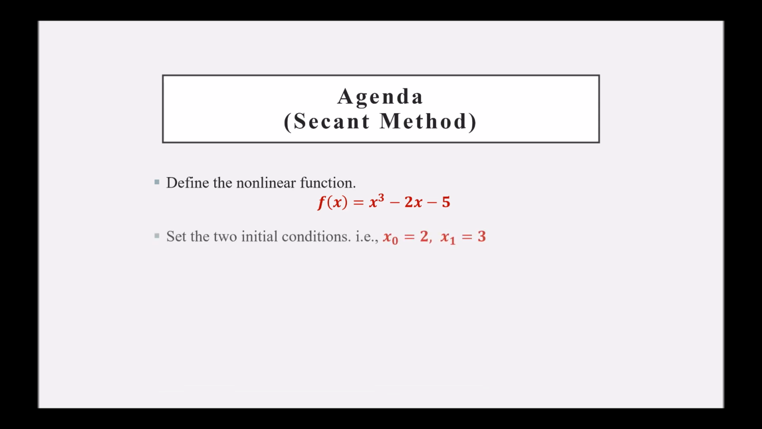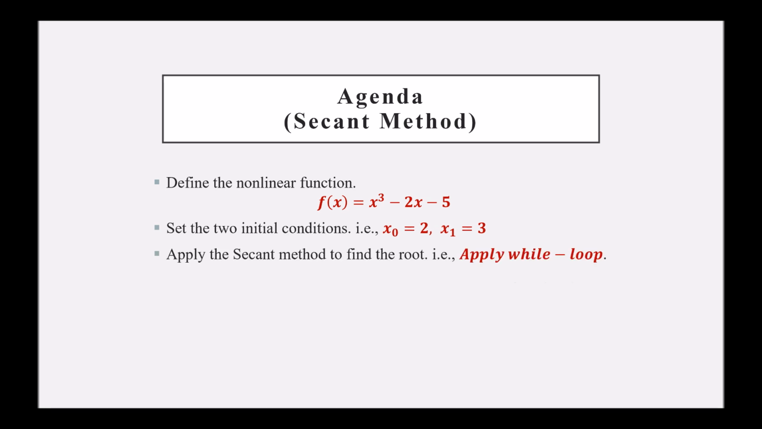So let's get started. For the development of the secant method code, we need the following things. Number one, we need to define our nonlinear function, and in that case, we are choosing x cube minus 2x minus 5. Secondly, we need to set the two initial guesses, that is x0 equals 2 and x1 equals 3. After that, we need to apply the secant method in order to find out the root.